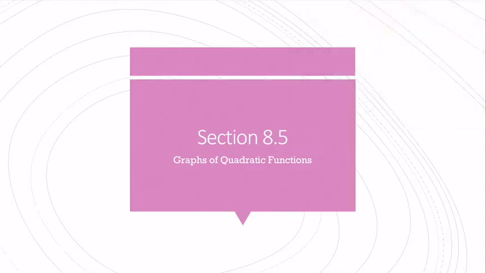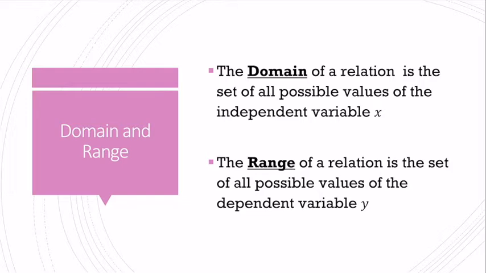So section 8.5 is all about the graphs of quadratic functions. Friendly reminder that the domain of a relation, also known as a function, is the set of all possible values of x, and our range of a function or relation is the set of all possible values of the dependent variable y. And this is important because all quadratic functions, whose graph is a parabola, those are functions. All quadratic equations give us a function.